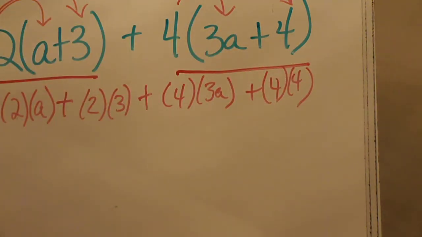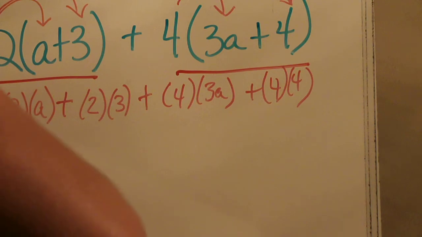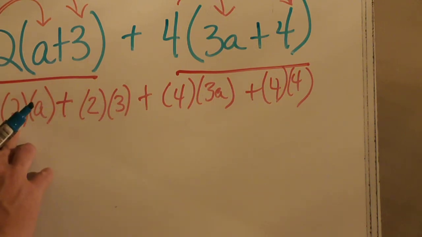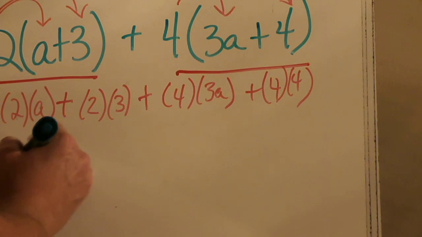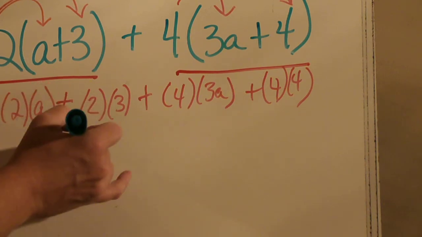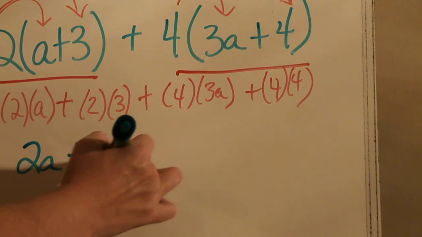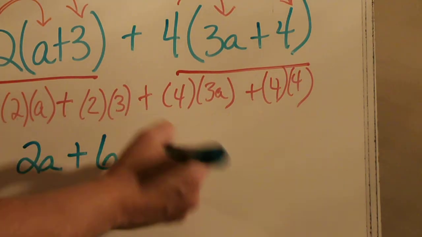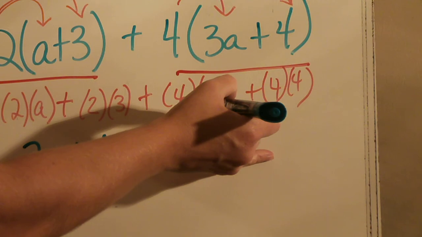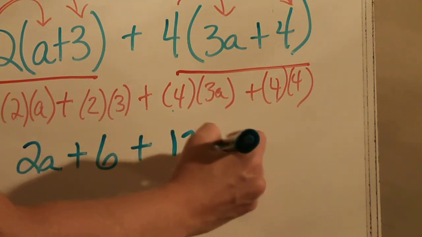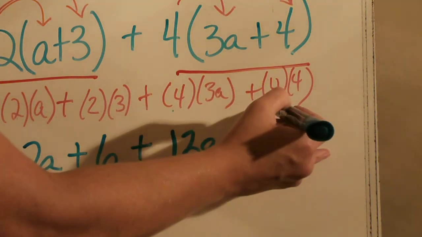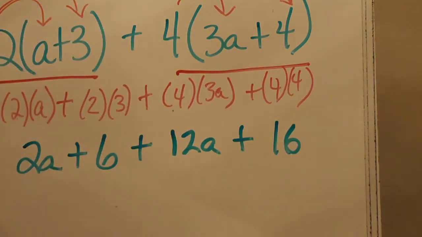Okay. So now I want to do my math, again checking to make sure that I am multiplying correctly. If I'm multiplying with variables, I need to make sure that the variable is shown in the math for that particular multiplication. So I have 2 times A, that's just going to give me 2A, plus 2 times 3 is 6, plus 4 times 3A is 12A, plus 4 times 4 is 16.